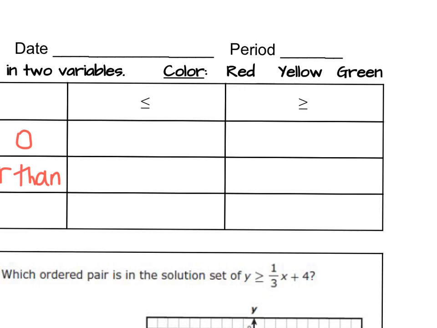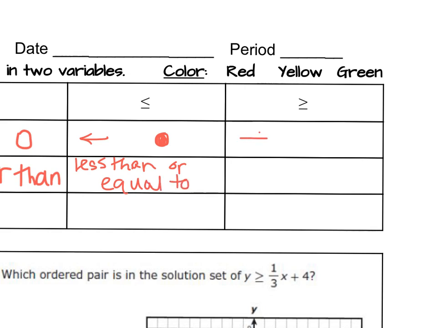On the last two symbols, this one would again be shaded to the left. However, this one would have a closed dot because it does include. So this one will say less than or equal to.